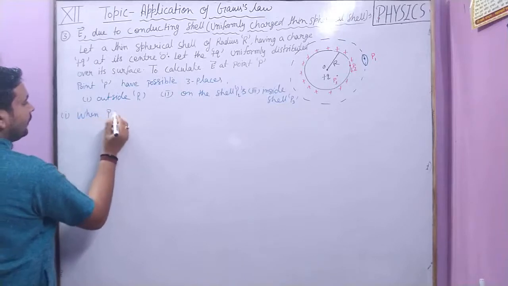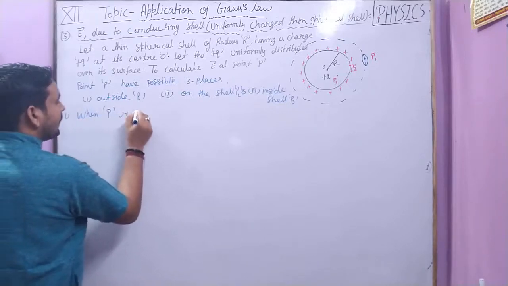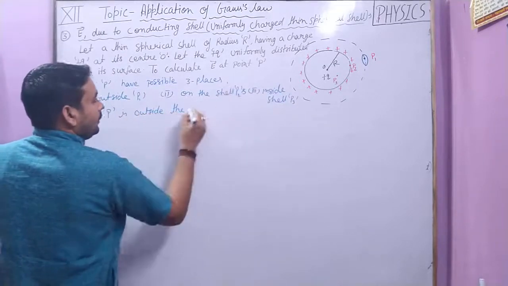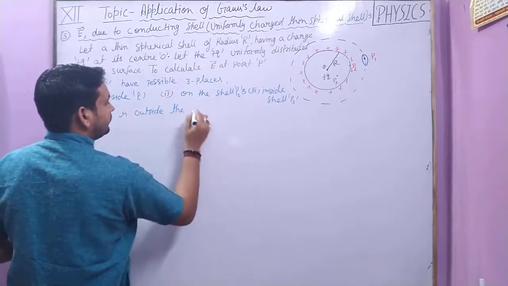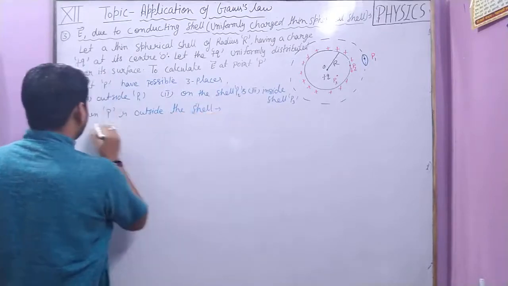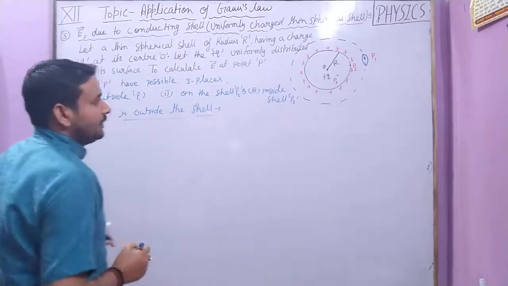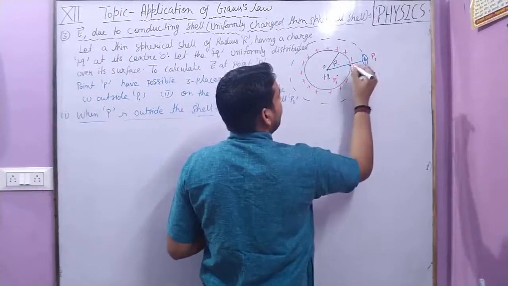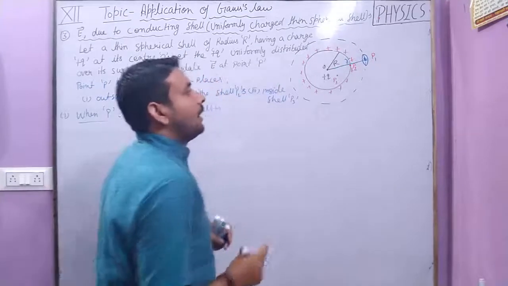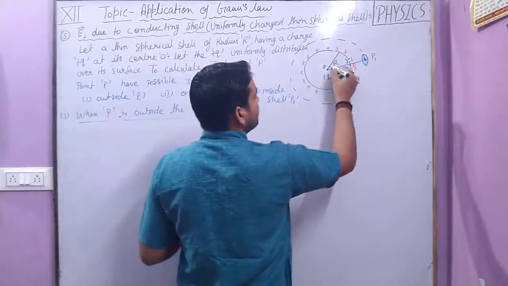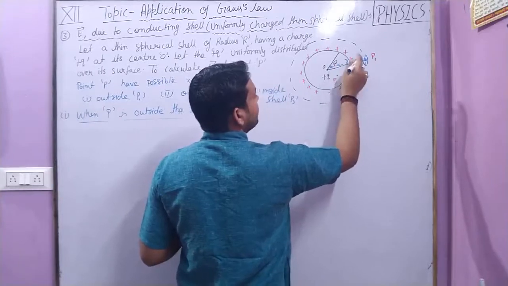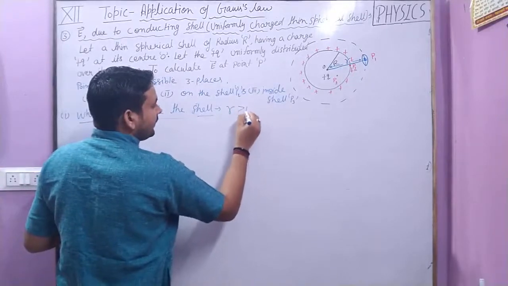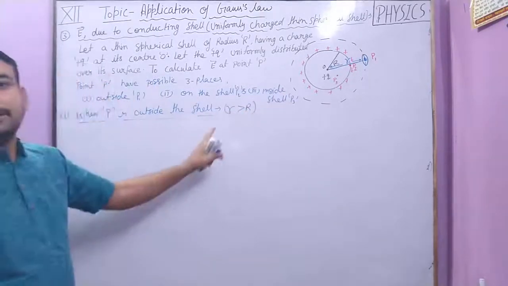When P is outside the conducting cell. Now understand this: from the center, the distance of point P is taken as r. That is, from this point to this point the distance is equal to r, and you can easily understand that this r is greater than capital R when P is outside.